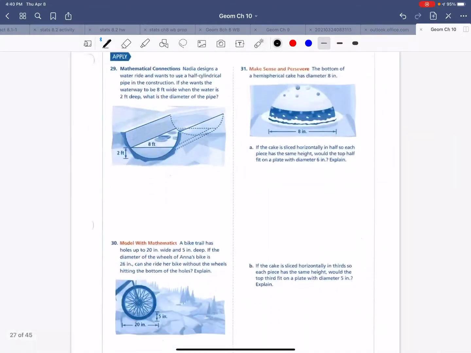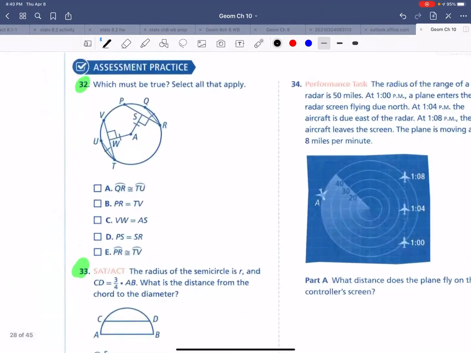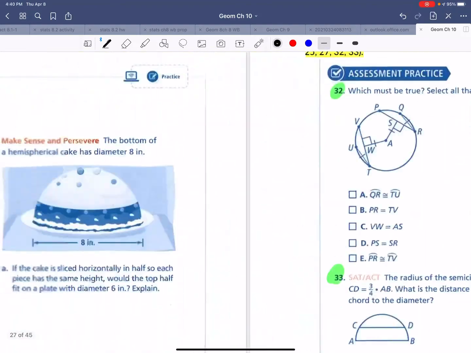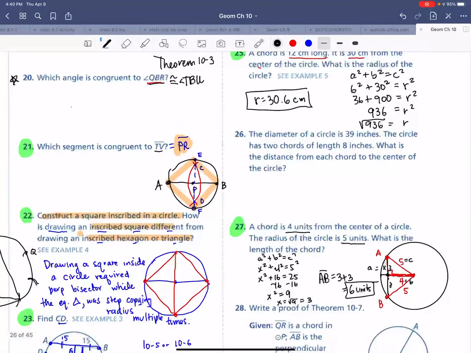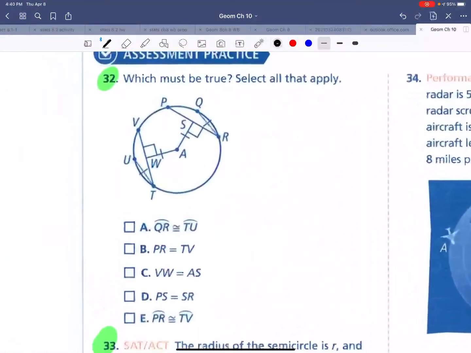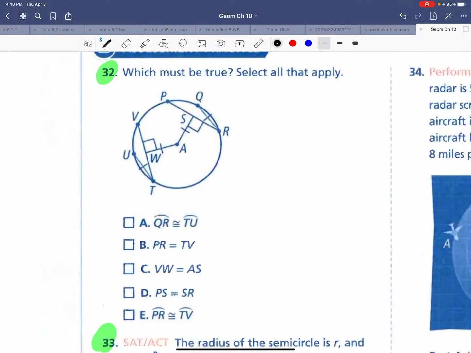Almost done. So the last two problems here, 25, 26, 27. Two more. What must be true? Select all that apply. So we know when things are trapped inside circles, lots of things are congruent. So let's collect up some congruent items. QR, this arc is equal to this arc. That would be yes. Based on our theorem, if the arcs are equal, then the chords are equal and vice versa.